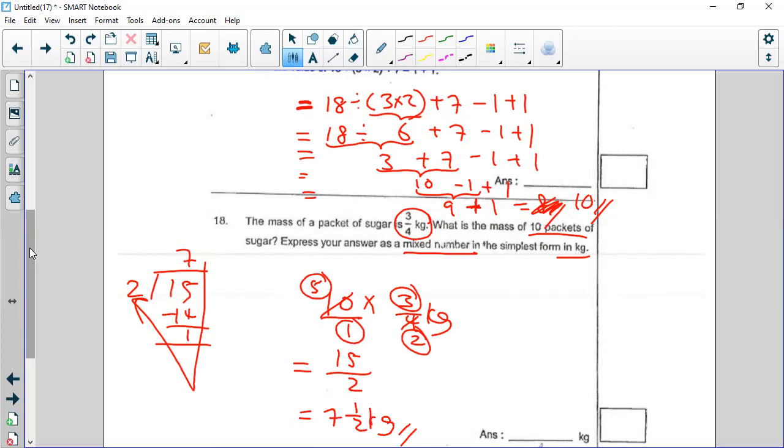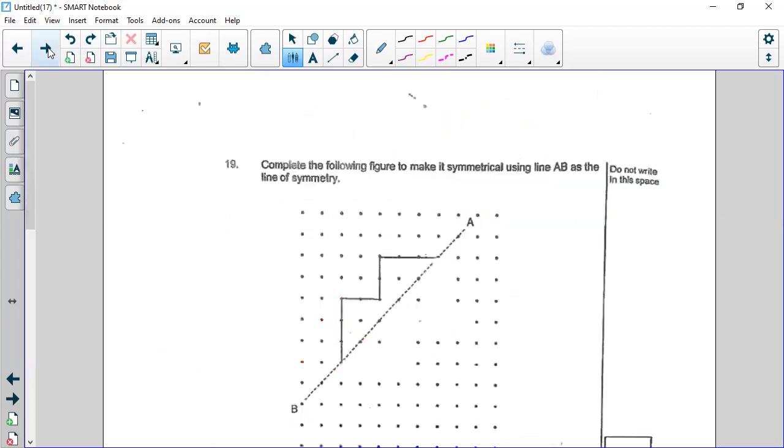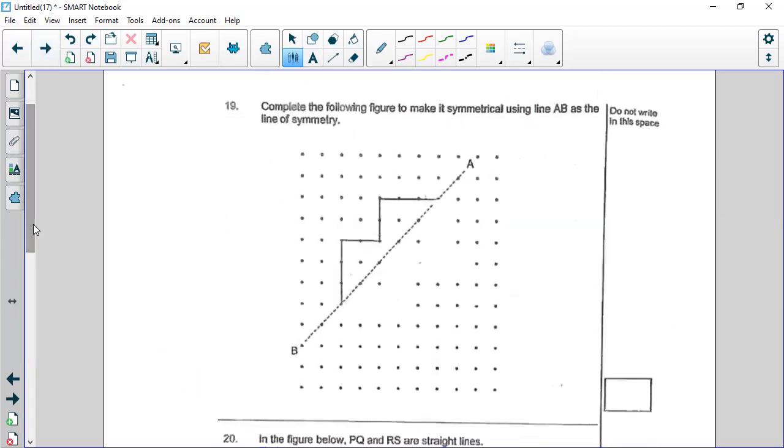Question 19, the dots are not clear, but I think you can put your own dots there. Let's put our own dots there. Something like that, actually it's a bit hard. Miss Song can't see the dots. Something like that. Put your own dots there.